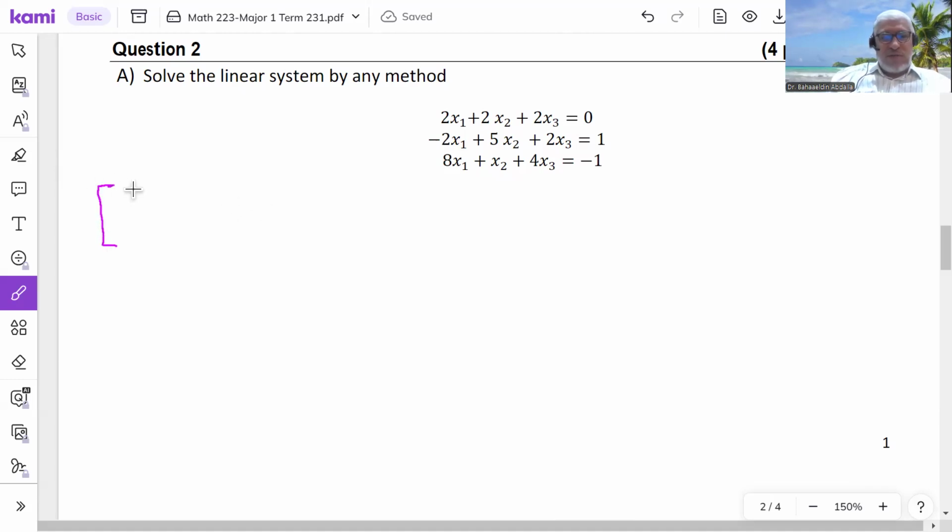First, I write the augmented matrix. So let me write the coefficients from the first equation, and then the coefficients from the second equation, and the coefficients from the last equation.